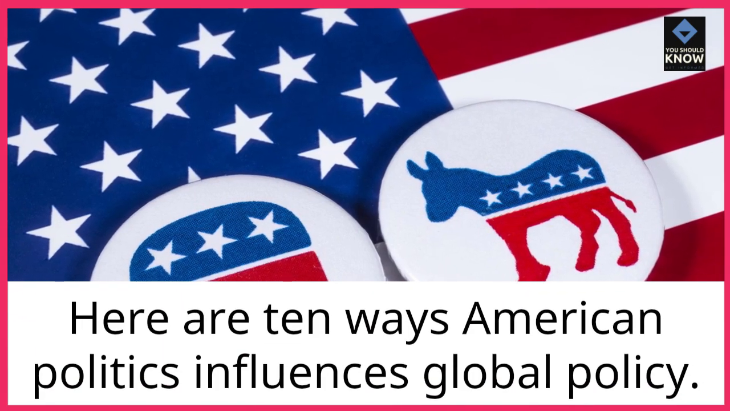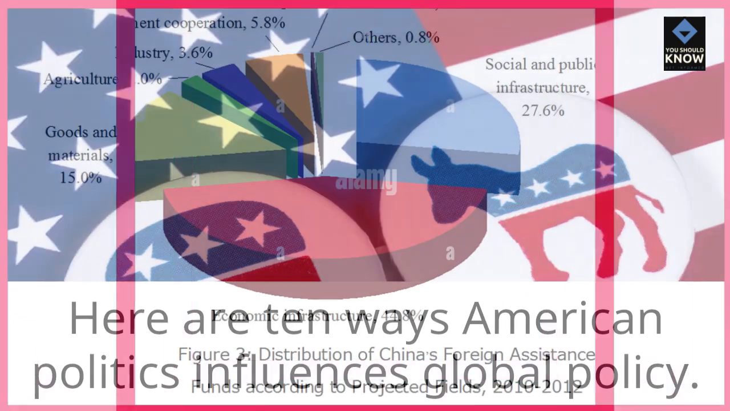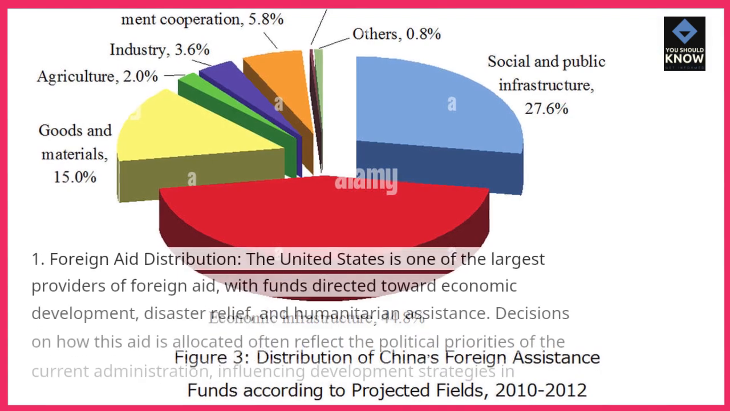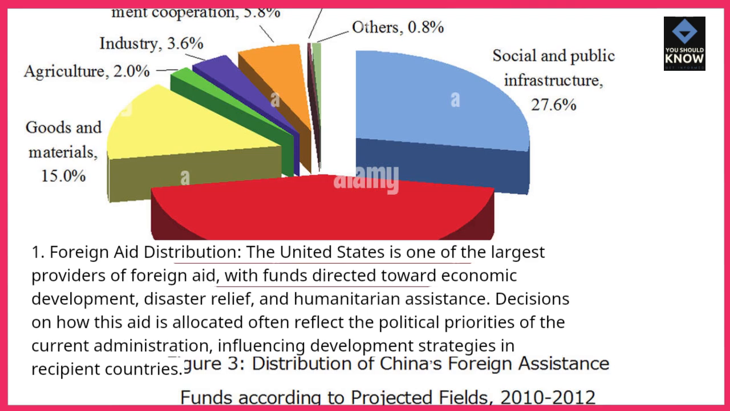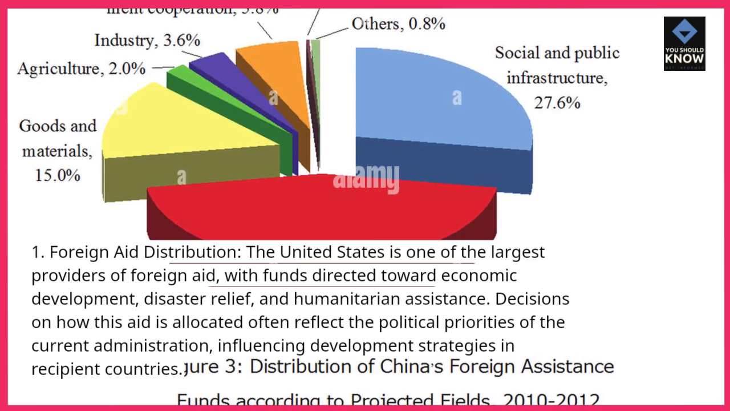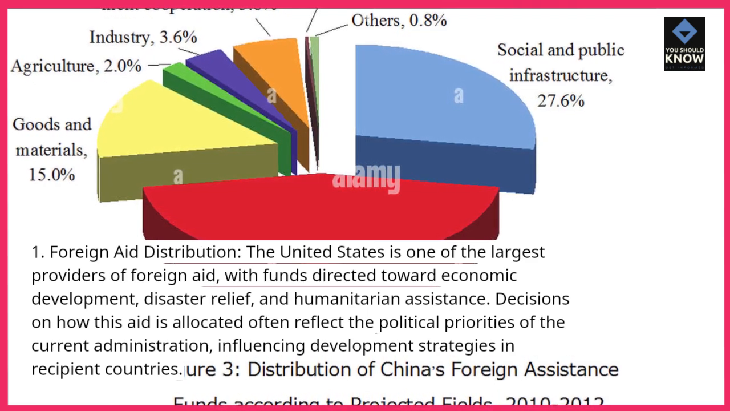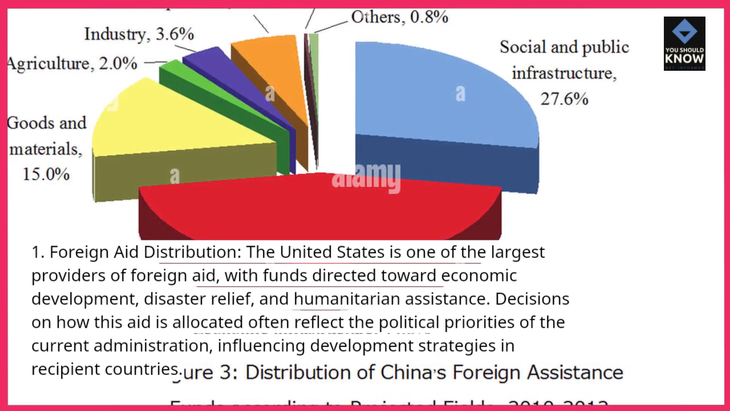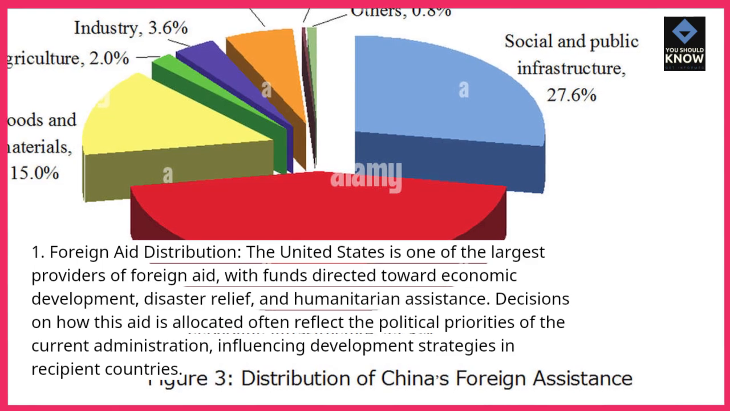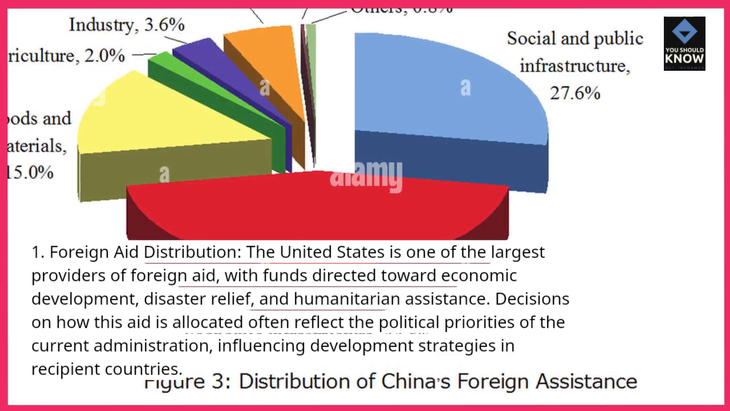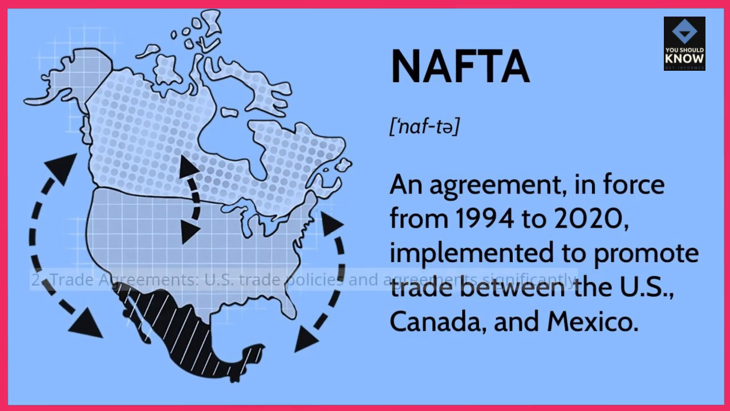Here are 10 ways American politics influences global policy. 1. Foreign aid distribution. The United States is one of the largest providers of foreign aid, with funds directed toward economic development, disaster relief, and humanitarian assistance. Decisions on how this aid is allocated often reflect the political priorities of the current administration, influencing development strategies in recipient countries.